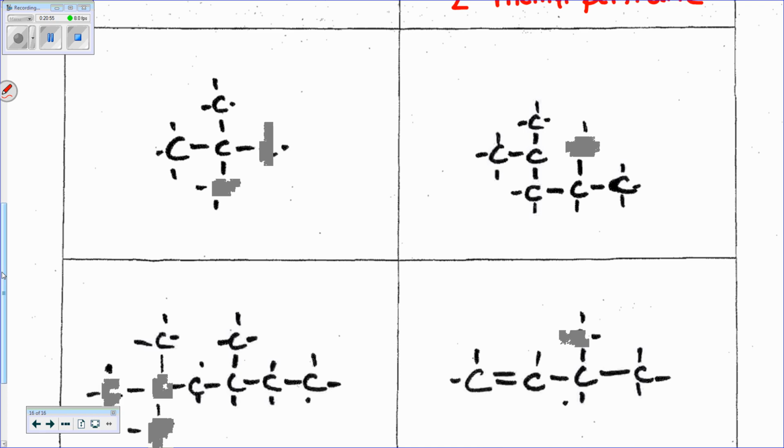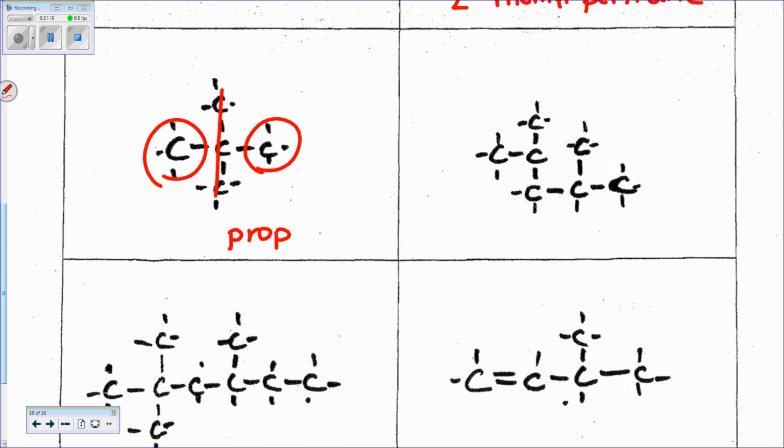Okay. How many do you think you can touch here? I think I could touch 3. I think that would leave these hanging off of it. So I touched 3 in a row. Go to table P. How many is 3? It's prop. Single bonds, ane. So propane. I have 2 methyl groups that are all hanging off of the 2nd carbon.